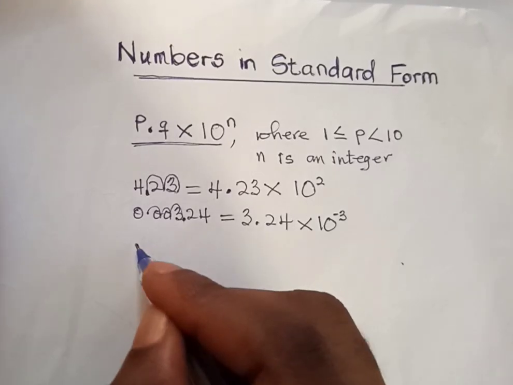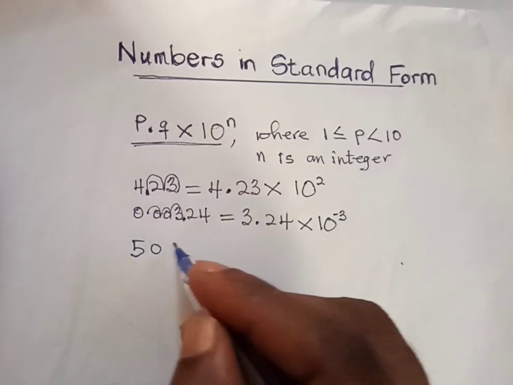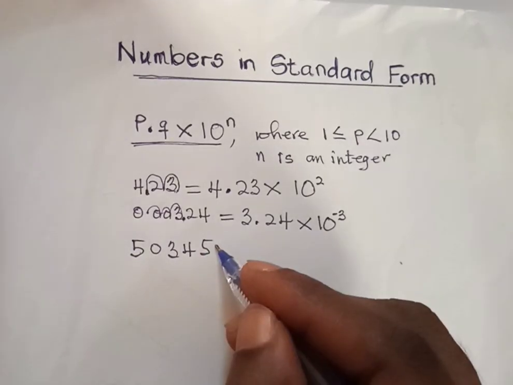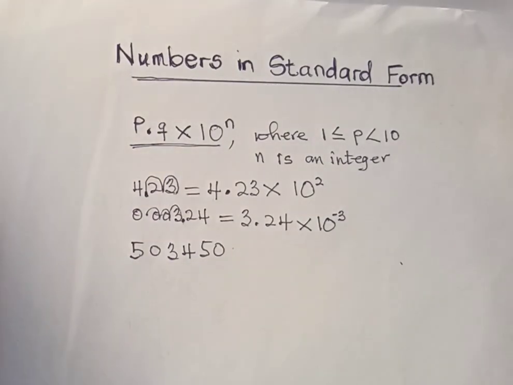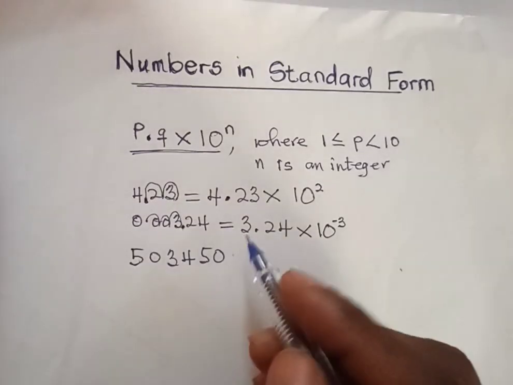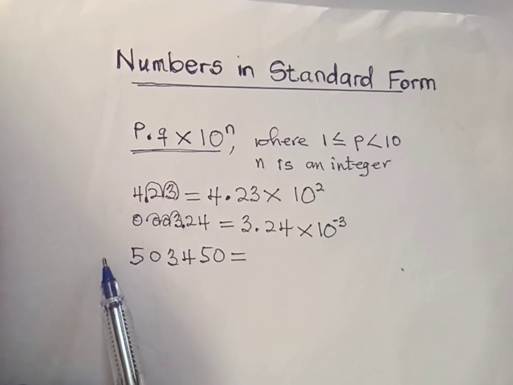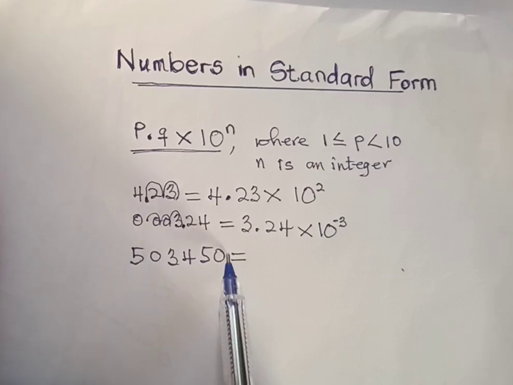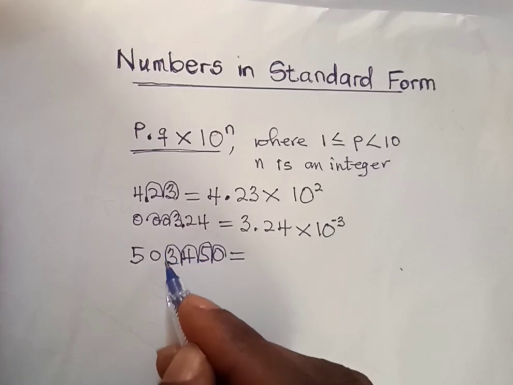Let's say we have 5, 0, 3, 4, 5, 6. Now this is what we have. So this time, are we going to count from right to left or left to right? Yes, we are going to count from right to left because we don't have zeros starting from 0. We start from raw numbers. So we start counting from here. So let's count 1, 2, 3, 4, 5.